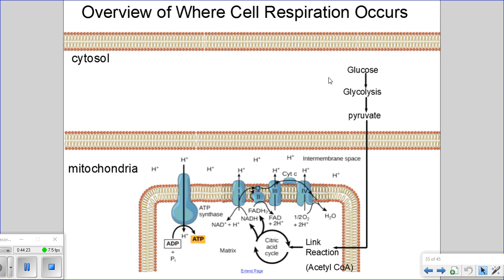And the NADHs that are generated from glycolysis will transport those hydrogens and electrons from the cytosol into the mitochondria and into the mitochondrial matrix. And then here is where we get the electron transport chain on that inner mitochondrial membrane. It's in the intermembrane space where we generate our hydrogen ion concentration, that proton motive force that will ultimately be used to create ATP.